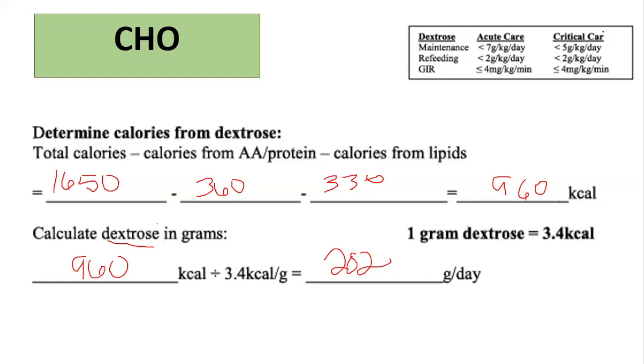If you look up here, we need to make sure that we have a maintenance for a critically ill patient because our patient's very sick. We want them to have less than 5 grams per kilogram per day. So we need to make sure we're not giving them too much carbohydrate. We're going to take our grams of carbohydrate and divide it by their weight to see how many grams per kilogram they are getting per day. And they are getting 4. And so we are good to go.